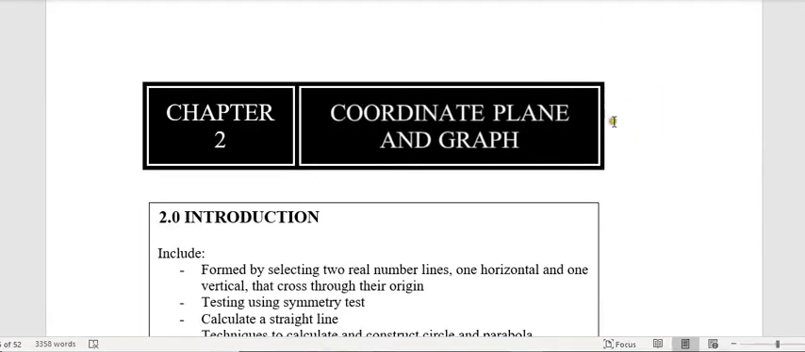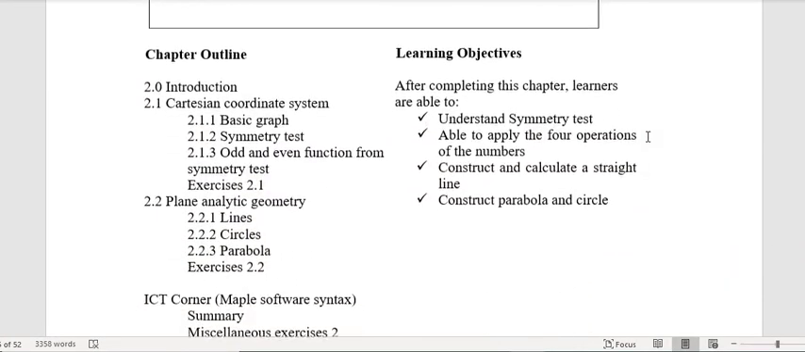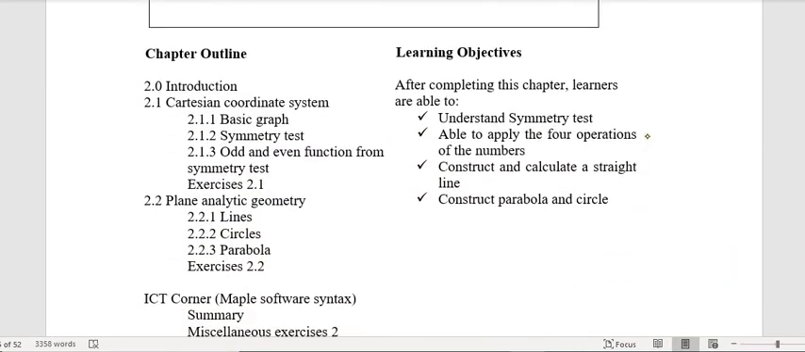Okay, so students, today we will go for chapter 2, coordinate plane and graph. First of all, for this video, I will only share with you the overview on the lines. Okay, so now let's start. So what is lines here?